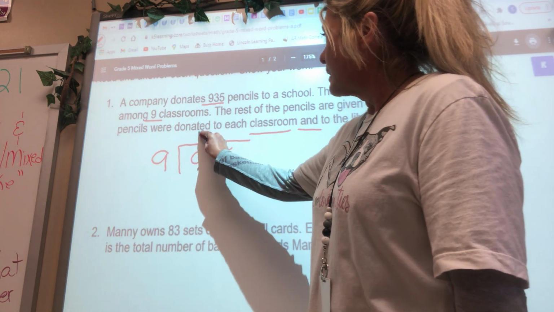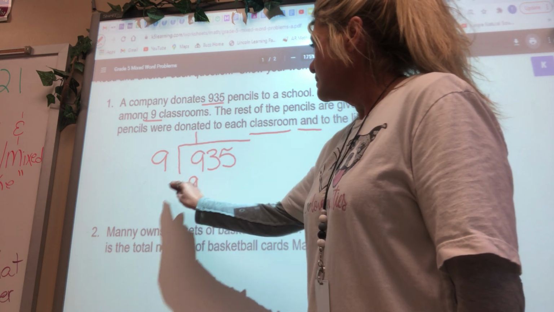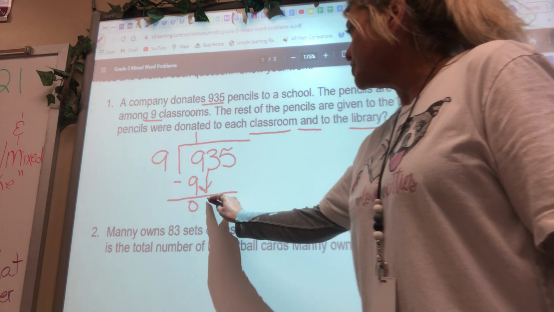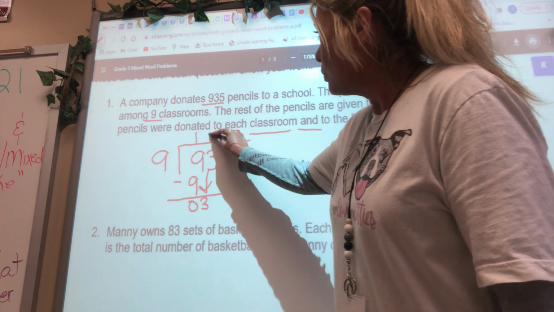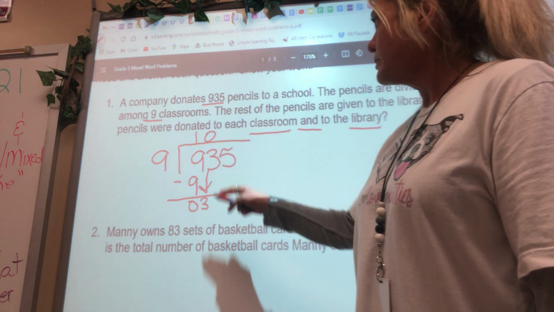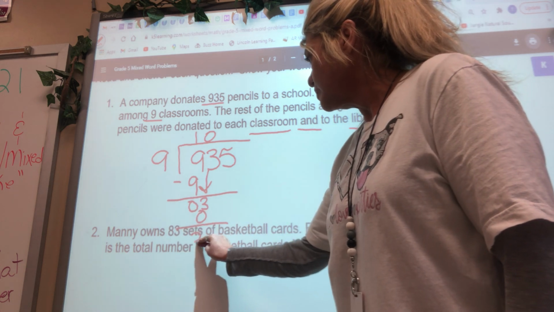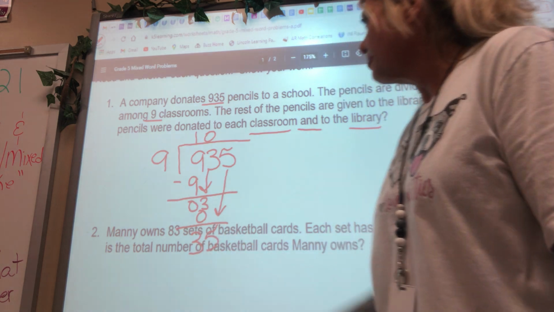9 will go into 9 one time. 1 times 9 is 9. So we subtract and bring down our next number, which is a 3. 9 won't go into 3, so it will go 0 times. 0 times 9 is 0. We subtract, we still have a 3, and we drop down a 5.